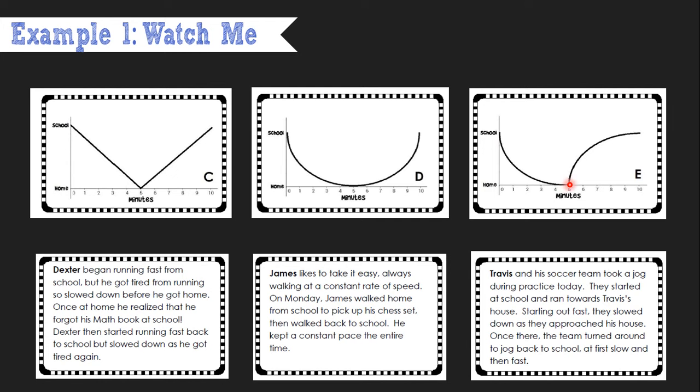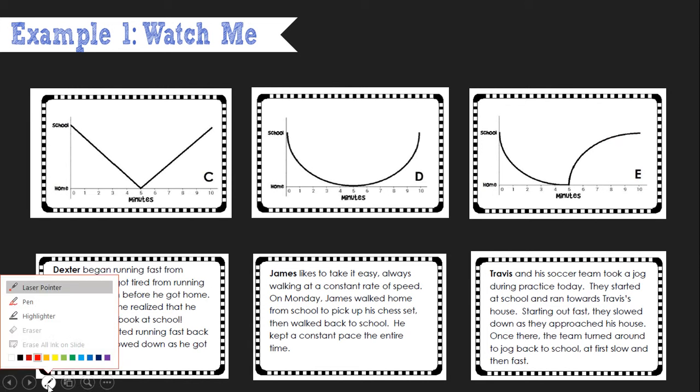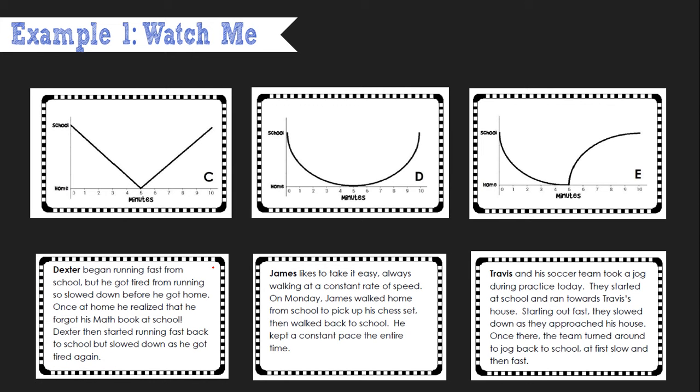And then same thing when Dexter stops at home and then returns to school. He starts off running back quickly, so he's making a lot of ground here. But then at the end, it flattens out. He slows down once again. So Dexter would match to choice E.